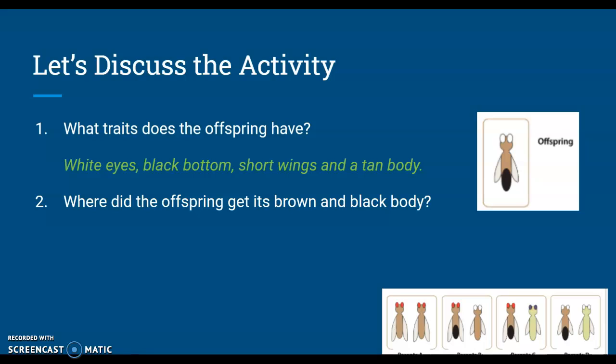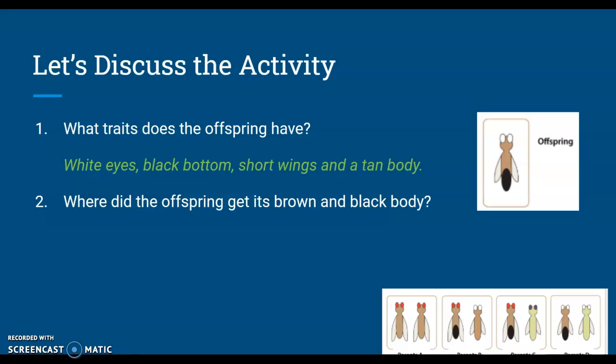Would parent A be an option? B, C, D? Pick one that you think. Did you pick parent A? I hope not. Because notice that parents A do not have all of the traits that the offspring has. The only thing that they have in common is a tan body, nothing else. So it's very unlikely that the parents A would produce the offspring.